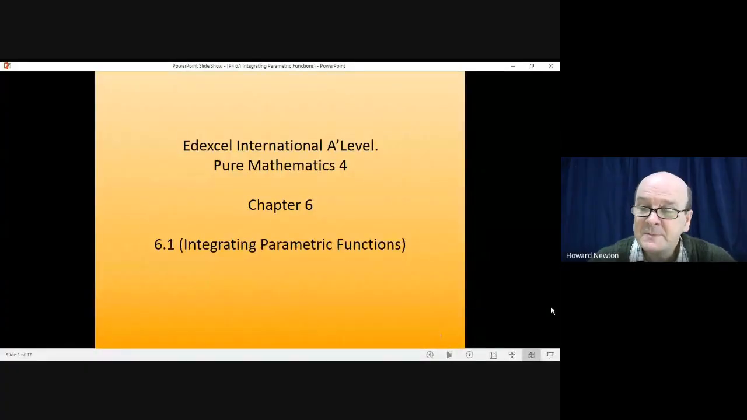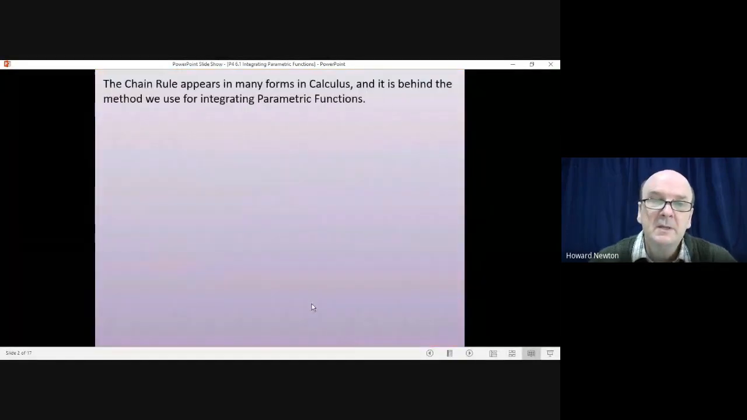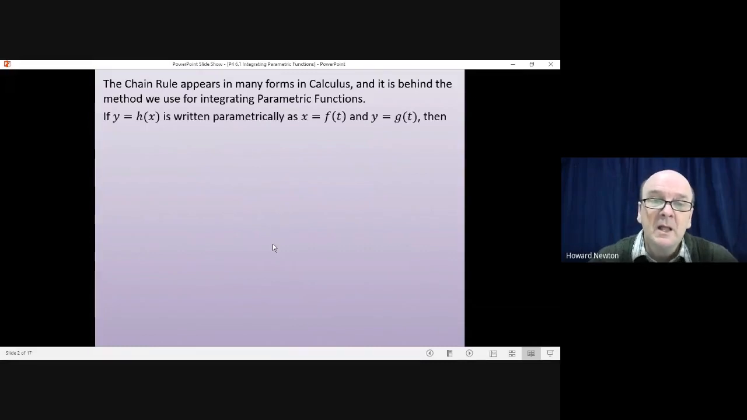In this lesson, we're on Chapter 6, 6.1, and how you integrate functions which have been given parametrically. Now, the chain rule appears in many forms in calculus, and it is behind the method that we use for integrating parametric functions.